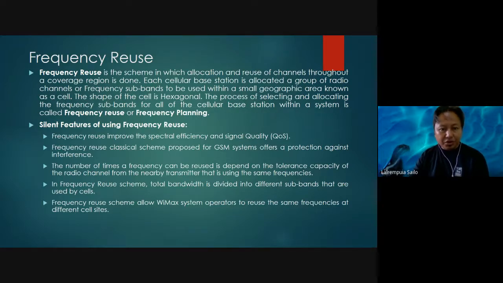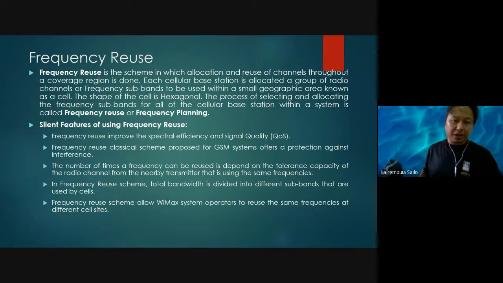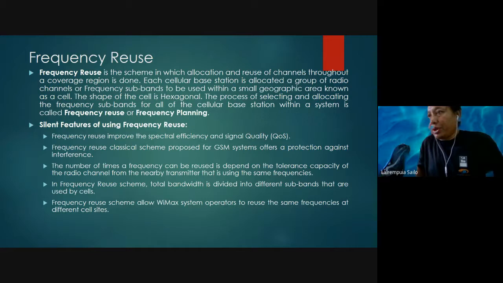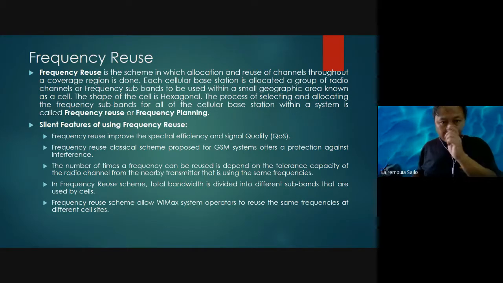But in the hexagonal, the distance is almost the same, not exactly the same, to each and every edge of this hexagonal from the center, and also to combine with other cells, there is no free space between the hexagons. Is it clear, this one? Why we use this hexagonal? Any question?